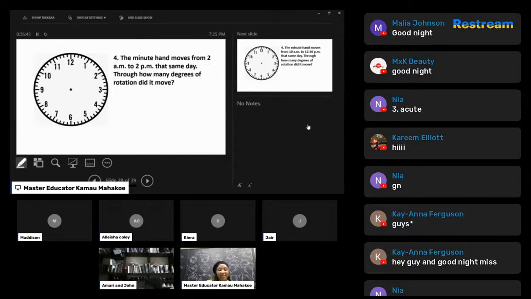What do you say, guys? So we're saying the minute hand keeps moving from 2 a.m. to 2 p.m. the same day. Through how many degrees of rotation has the minute hand moved? Who wants to try? Who wants to have a go at it?